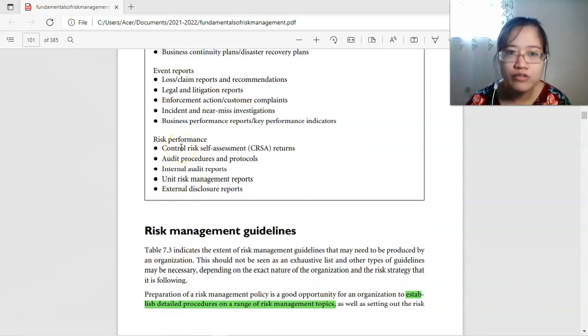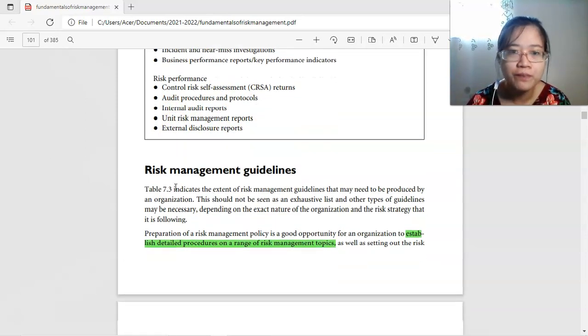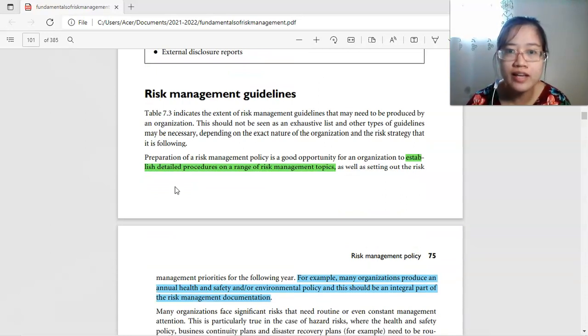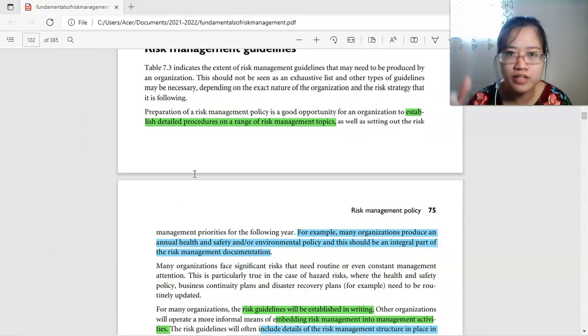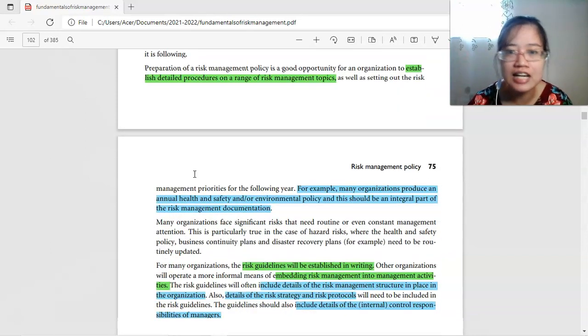And then you have your risk performance, control risk self-assessment returns. Ito parang result ito ng internal audit kasi internal audit naman yung nag-check nung existing controls in the company. Okay. Audit procedures and protocols, internal audit reports, unit risk management reports, external disclosure reports. Okay. Ayan. Tapos you have your risk management guidelines. Ito, establish detailed procedures on a range of risk management topics. Okay. So, mag-under siya ng risk management policy, pero more detailed na siya, right?